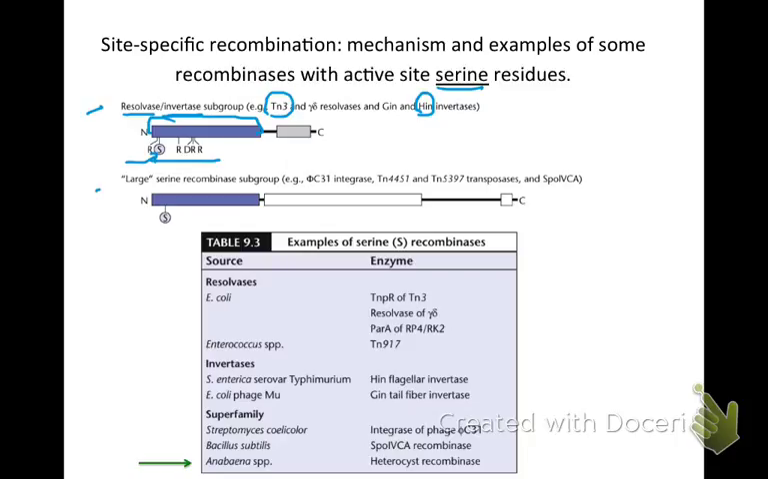Here's a larger version of a serine recombinase, and we see that in a number of transposons that we talked about a little while ago, and also it's involved in a recombination event that's responsible for sporulation in the organism Bacillus subtilis. And that is talked about later in the textbook. I'm going to look first at one of the examples in Anabaena, because the recombinase there plays an important role in heterocyst formation.